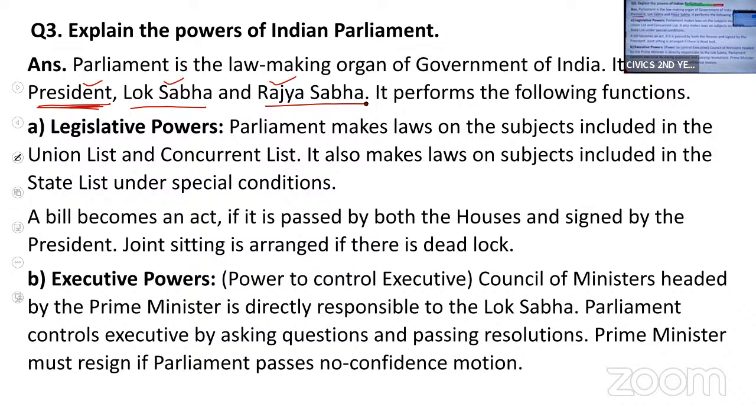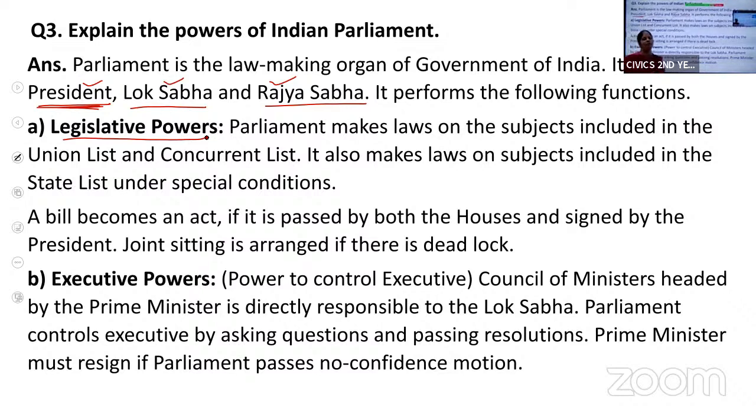So let us quickly move to some of the important powers of the Parliament. First one is legislative powers. When we discussed your chapter 5, that is Union-State relations, I told you the legislative relations between Union and State are divided into three lists: Union list, State list, and concurrent list. So, Parliament has the power to make laws on the subjects included in the Union list, State list, and concurrent list. In the Union list, you have all the subjects of national importance.